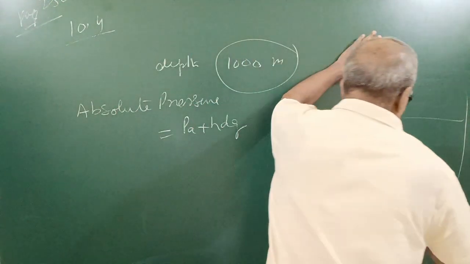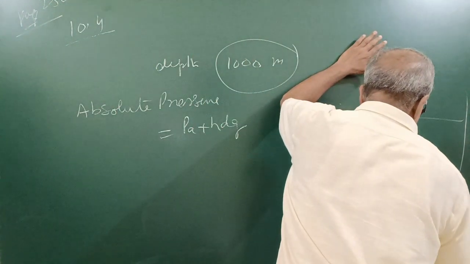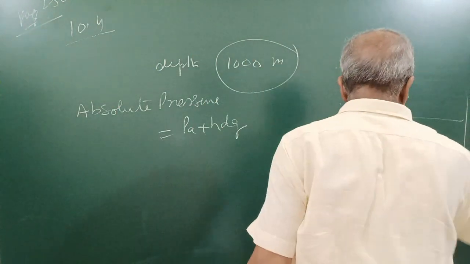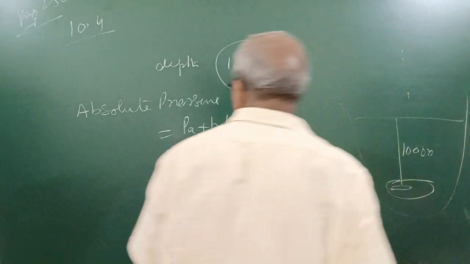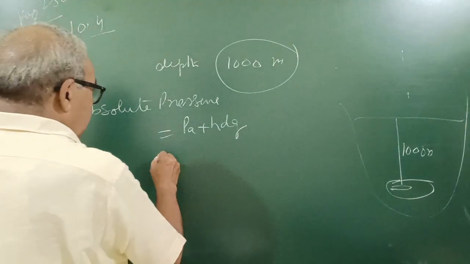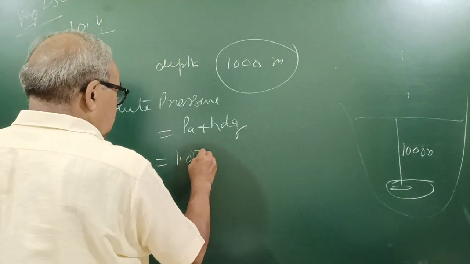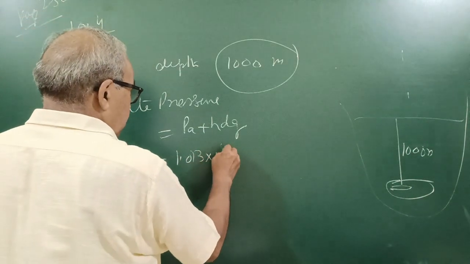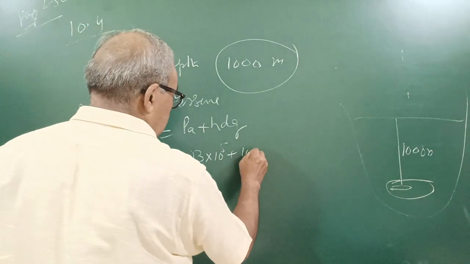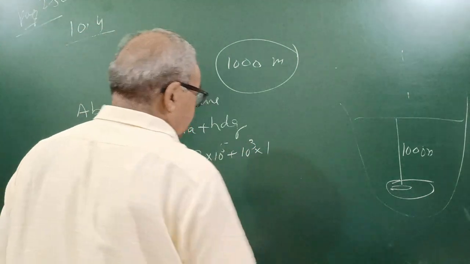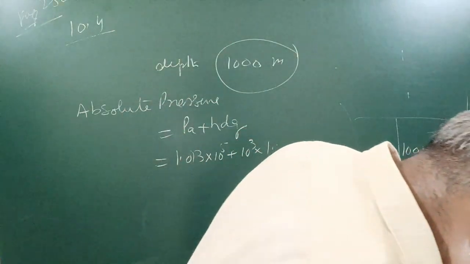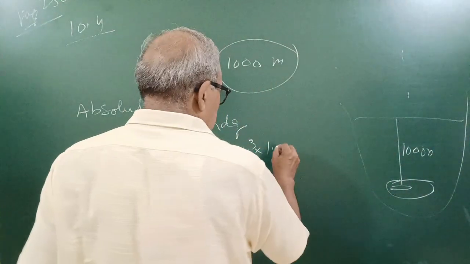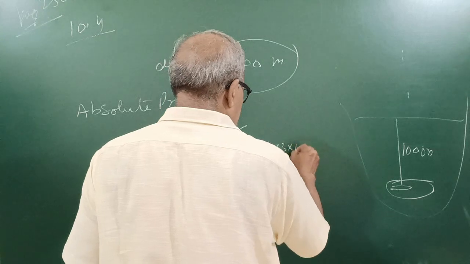Atmospheric pressure. Suppose the submarine is 1000 meters below here. This height is 1000 meters depth. So you are given P = 1.013 × 10^5 plus 1000 meters × 10^3 density. They have given density of water 1.03 × 10^3.